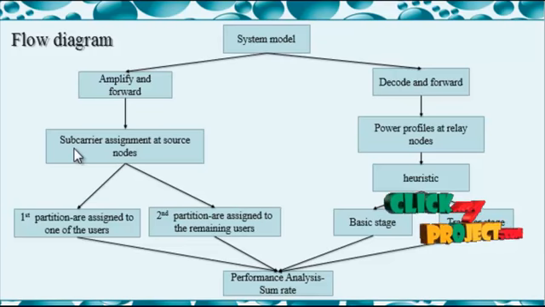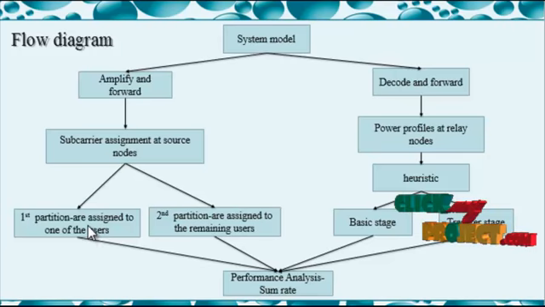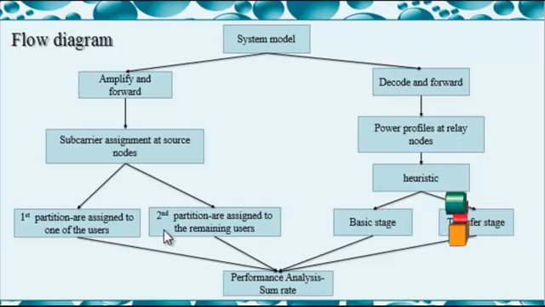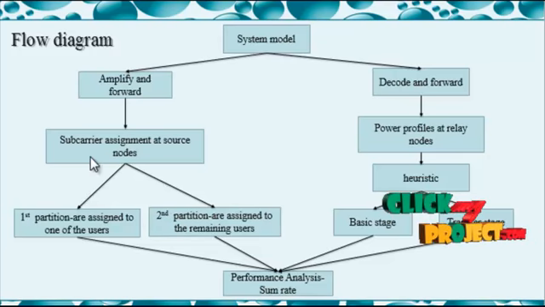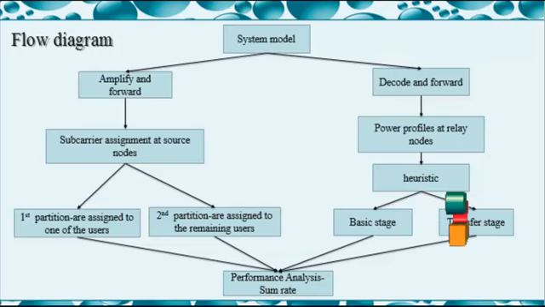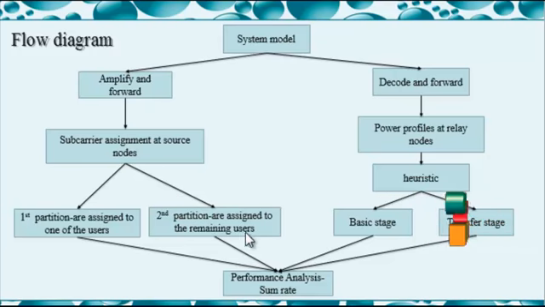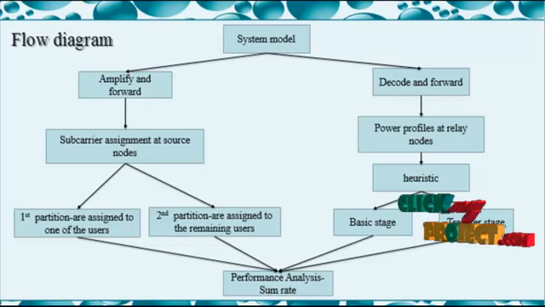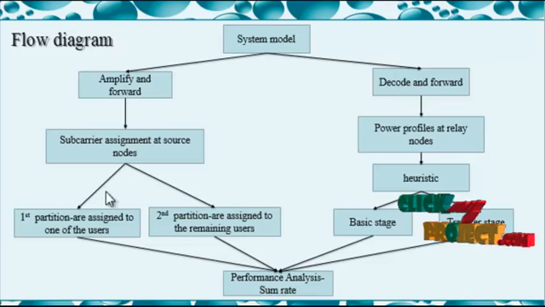Then, in the subcarrier assignment at the source nodes, the first partition is assigned to one of the users. So only one user is assigned the subcarriers, and the second partition, the other remaining users, go to the further process, which is allocated to the source nodes of the project. This process continues until the last partition is split between the last two users. So the partitions that maximize the weighted sum rate are then sought. The proposed algorithm reduces the computational complexity compared to the existing approach.